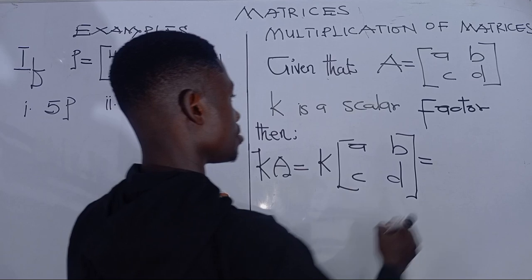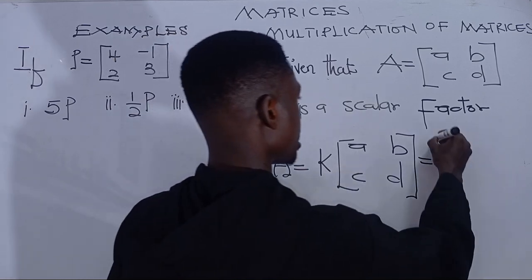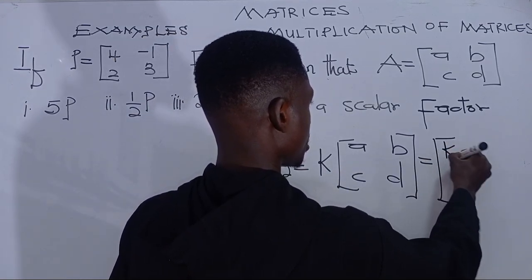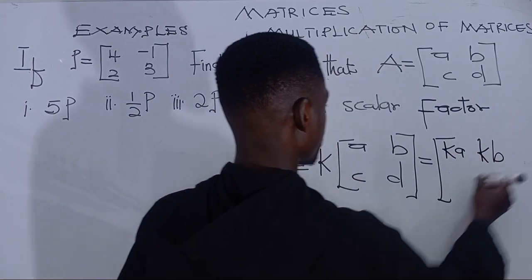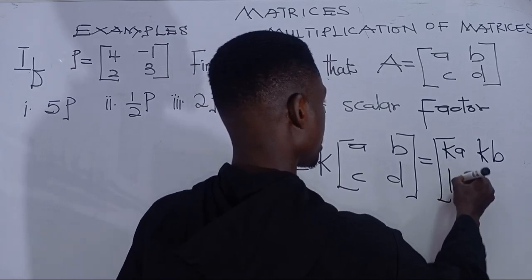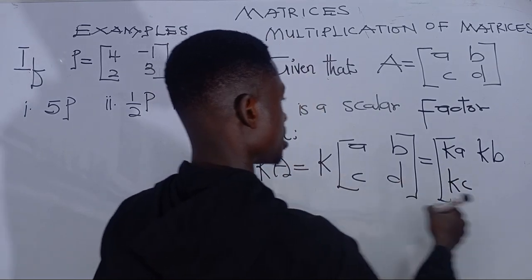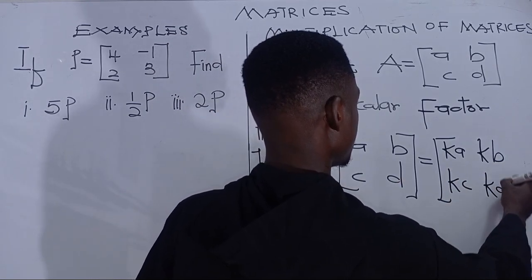So we are going to have K times A will give us what? Ka. K times B will give us what? Kb. K times C will give us what? Kc. And K times D will give us what? Kd.